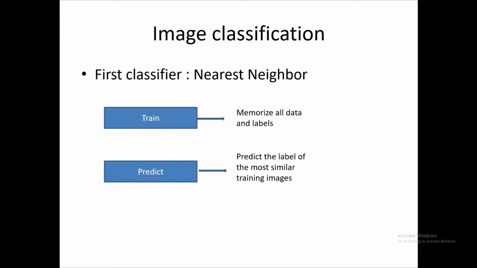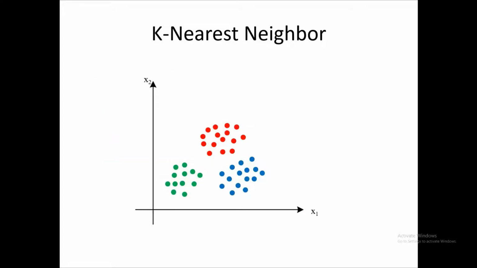Now it predicts the label of that most similar image. It will try to find the most similar image in the training data and label it, categorizing the test image based on that similar training image. Let us see it step by step.